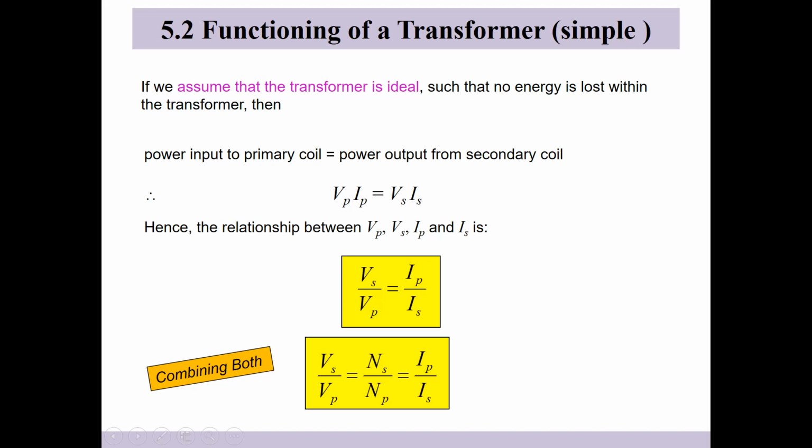But you notice how I get each part of the equation using different concepts. Right? To get Vs over Vp equals Ns over Np, you need to use many concepts. Whereas to get Vs over Vp equals Ip over Is, you need to use ideal transformer. Okay? So the concept behind is important. I better move on.